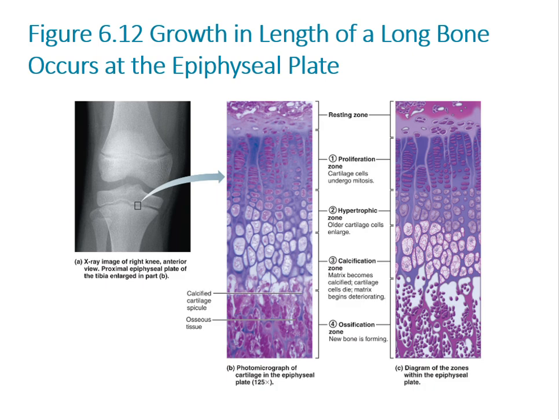So you see up at the top we have the resting zone. Down below we have the proliferation zone, where cartilage cells undergo mitosis. Then they can move into the hypertrophic zone, where they're getting a little far from that proliferation zone and continued production of cells. And they're older cartilage cells at this point, and they're starting to enlarge. And then they start to die as they move into the calcification zone. This is where cartilage cells die, and the matrix that we consider cartilage begins deteriorating. Then as they move into the ossification zone, we see new bone starting to form.